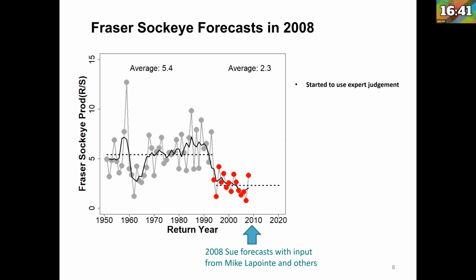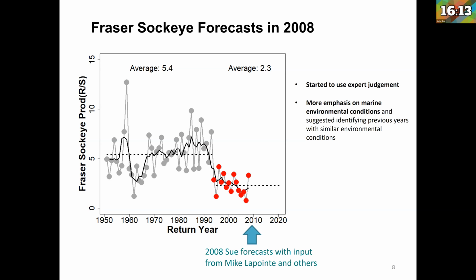Going into 2008, we started to really value expert judgment, pulling in our expertise to think about the forecast more. We emphasized marine environmental conditions, and we're starting to look at how the current environmental indicators in the marine environment match to what we've seen in the past, and how those past observations relate to productivity. So what can they tell us about current productivity?